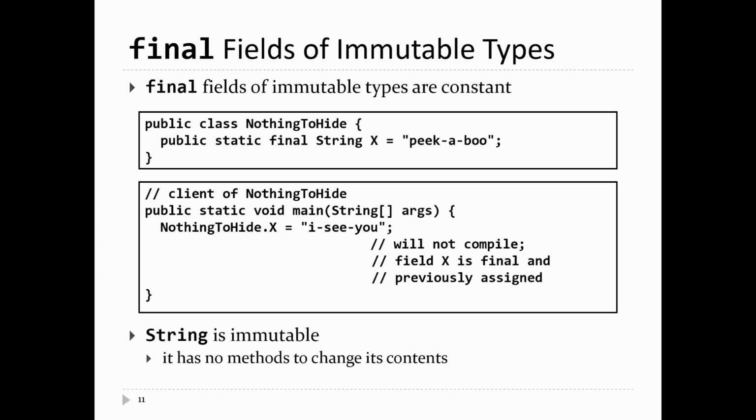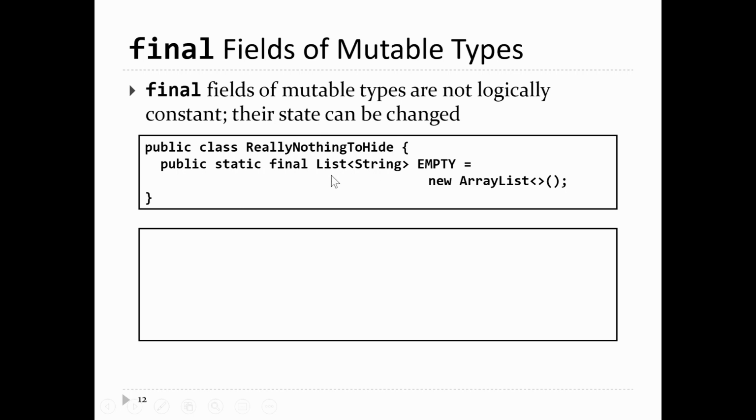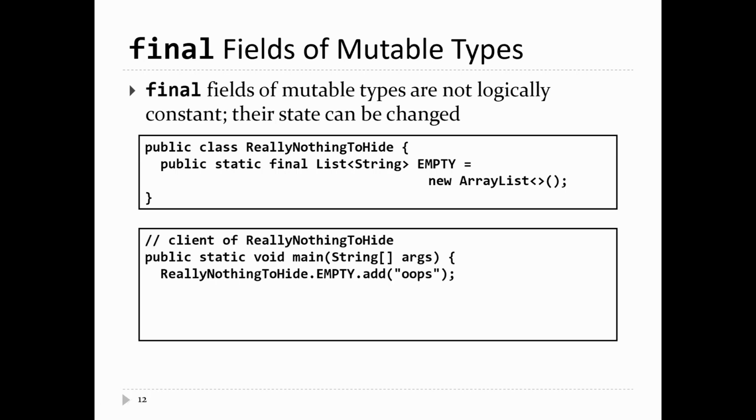Now, what happens if you have a type that's not immutable? Remember, the list interface has methods like add and remove. So you can actually change the contents of a list. If I try to make a public static final list called empty that represents an empty list, does this actually work? The answer is no. It's not logically constant because you can do something like this. You can take that list and add something to it. So I can add the string oops. And your empty list is no longer empty. And this works just fine.